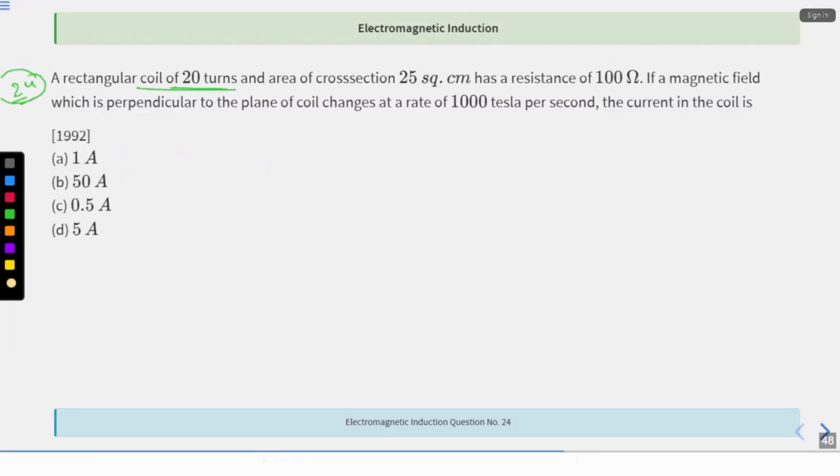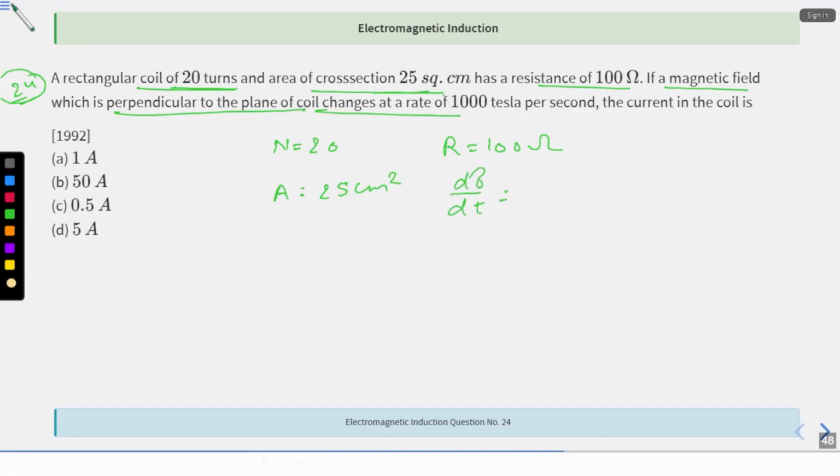A rectangular coil of 20 turns and area of cross section this much. N is 20. Area of cross section is 25 centimeter square. Has a resistance of 100 ohms. If a magnetic field which is perpendicular to the plane of the coil changes at the rate of this. So basically, dB by dt is given to me as 1000 Tesla per second. The current in the coil is how much? Okay, so basically, how much is the current? They are asking me this.